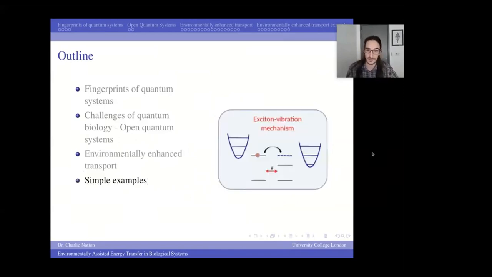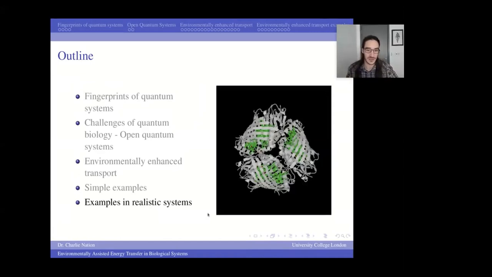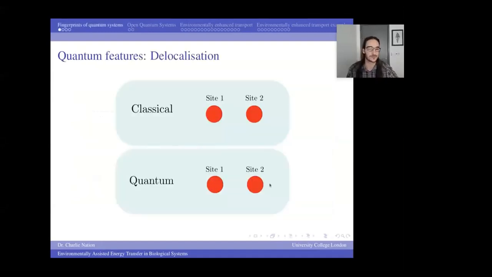This will be some very simple examples that aren't of direct biological relevance immediately, though I will then move on to discuss some examples in realistic systems, in this case the Fenna-Matthews-Olson complex of a photosynthetic biomolecule. These examples will give some evidence, at least both from theory and experiment, that indeed we can see examples of these simple mechanisms that I'll describe for environmentally enhanced transport.